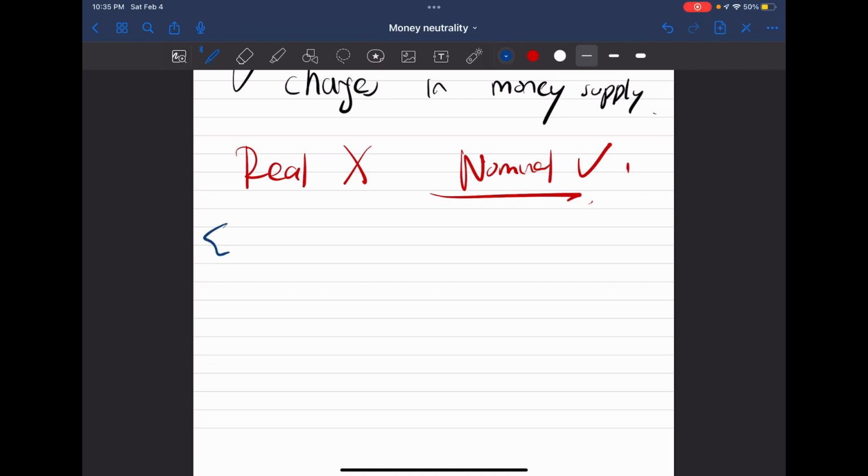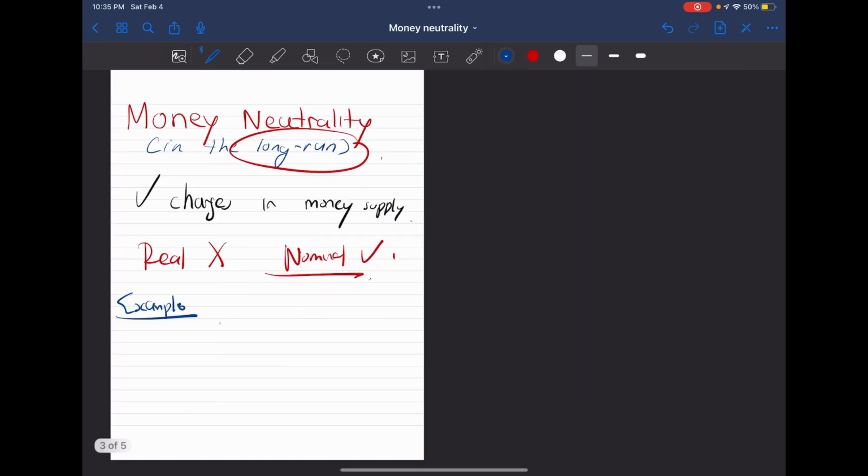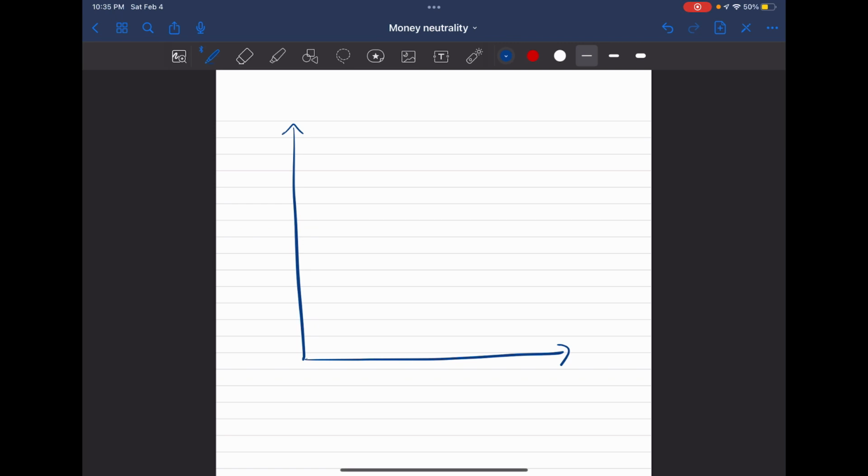So we have here our famous aggregate demand and aggregate supply curve. Let's draw it out. On our y-axis, we have our price, denoted by P. On our x-axis, we have our GDP, which is real GDP, denoted by Y. If you're not familiar with this model, you should watch a video regarding the aggregate demand and aggregate supply model. Now, continuing, we have our vertical long-run aggregate supply curve.